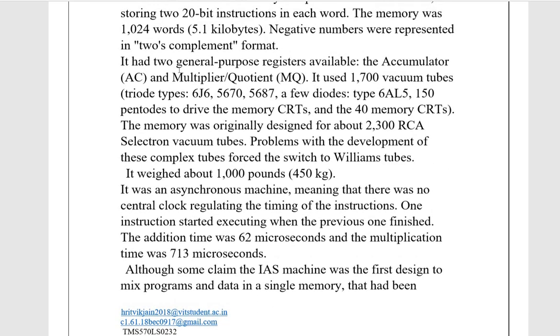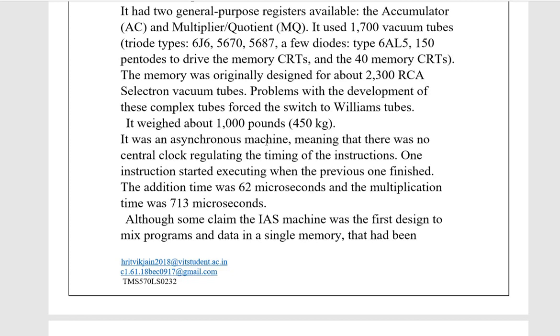There were two general purpose registers available: the accumulator and the multiplier quotient, and it used 1700 vacuum tubes. It was an asynchronous machine, meaning there was no clock regulating the timing of the instructions. One instruction started executing when the previous one finished. The addition time was 62 microseconds and the multiplication time was 713 microseconds.